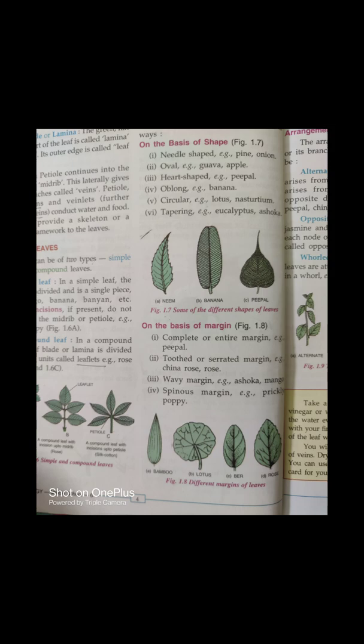What are needle shaped leaves? Pine, onion. Oval shapes are guava, apple. Heart shaped are peepal. Oblong shape is banana. Circular shape example is lotus. Tapering shape is eucalyptus and ashoka.